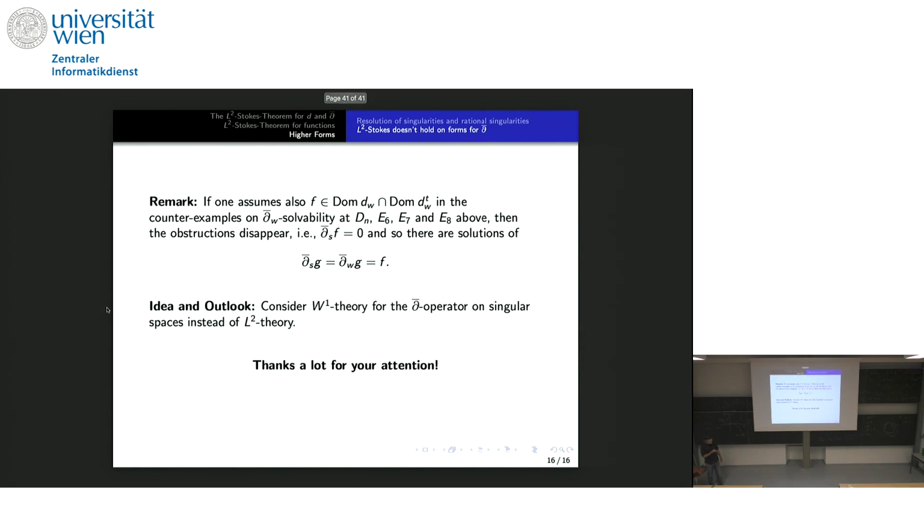But again, if you assume that the 0-1 form is not only in the domain of the exterior derivative, but also the d star of it is in L2, then these obstructions also disappear. So here is the same phenomenon as on holomorphic functions. d-bar W and d-bar S are not the same in general, but if you assume that the form with which you start is good enough in terms of some Sobolev spaces, then the operators actually become the same.